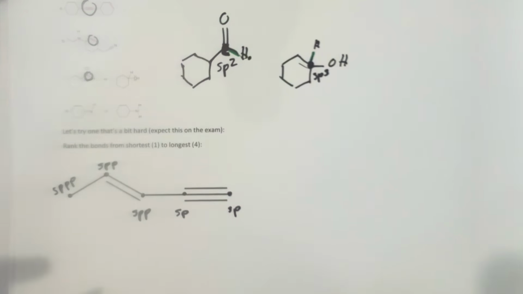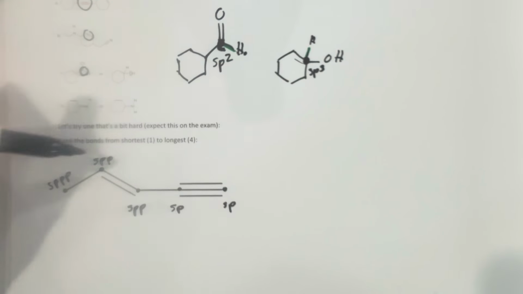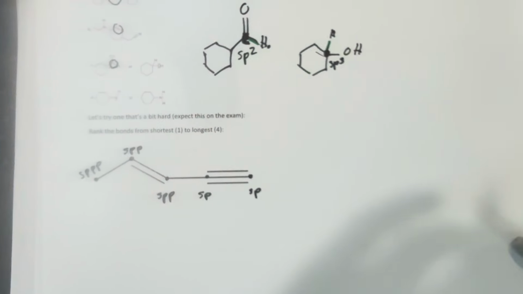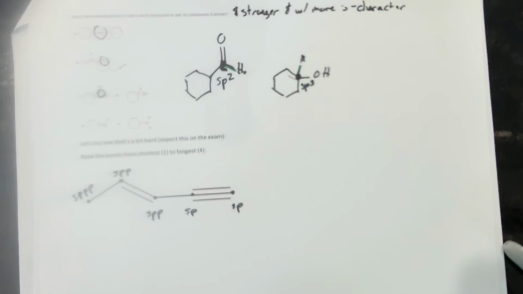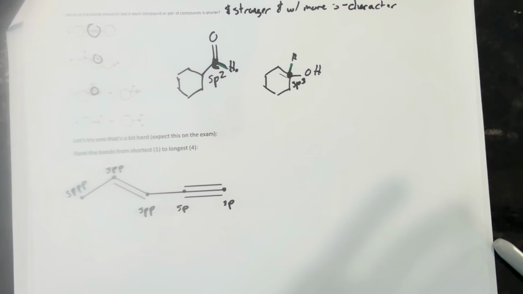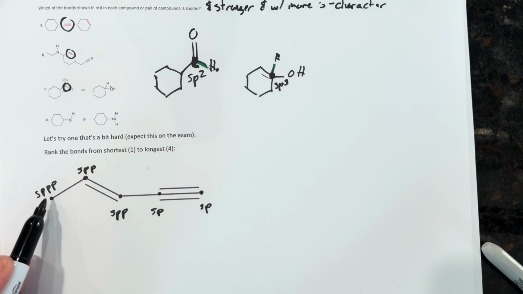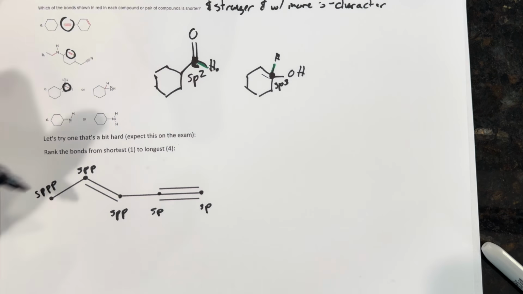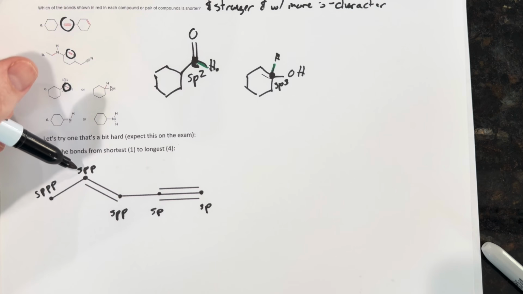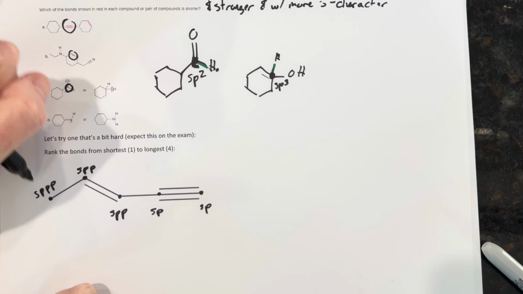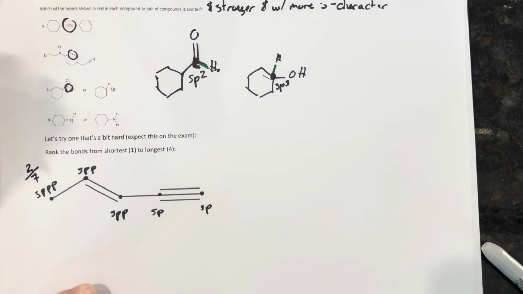Now, when we're talking about bonds, we're talking about the thing between them. We're not talking about one thing over here, one thing over here. We're talking about the thing that lies between them. I don't know why my focus is so off. Okay, there we go. Now you can see. So we're talking about the bond that's between them. When I look at this bond, this whole bond is made up of 2 S's and 5 P's, right? So out of the total 7 things, 2 of them were S's.